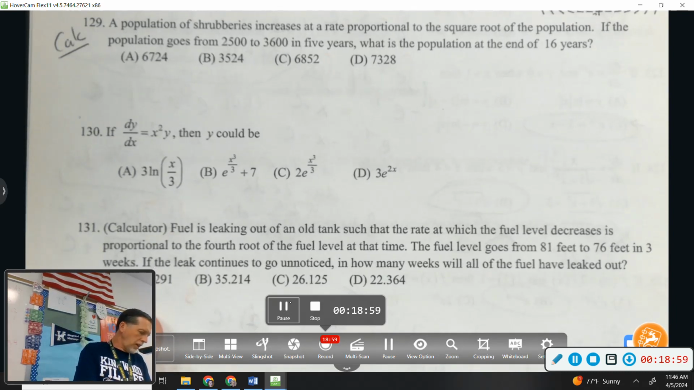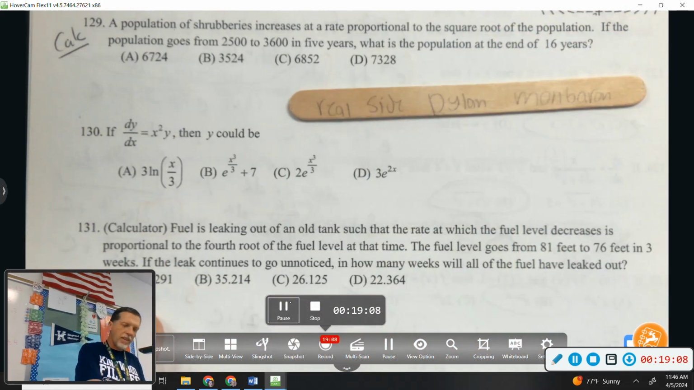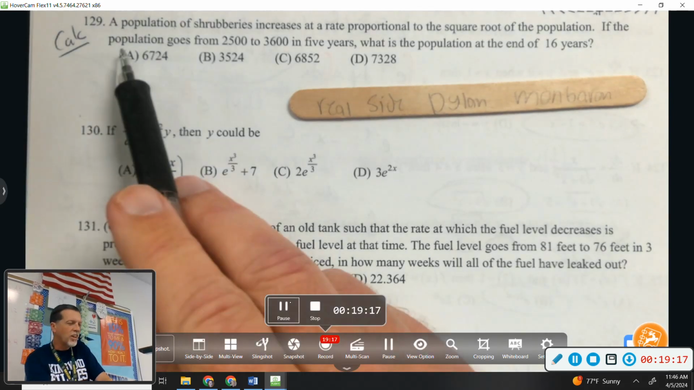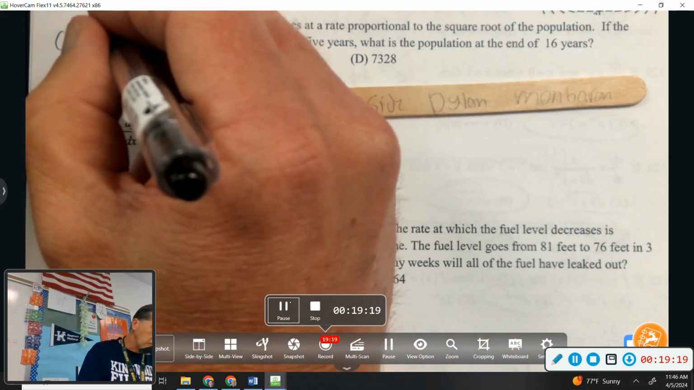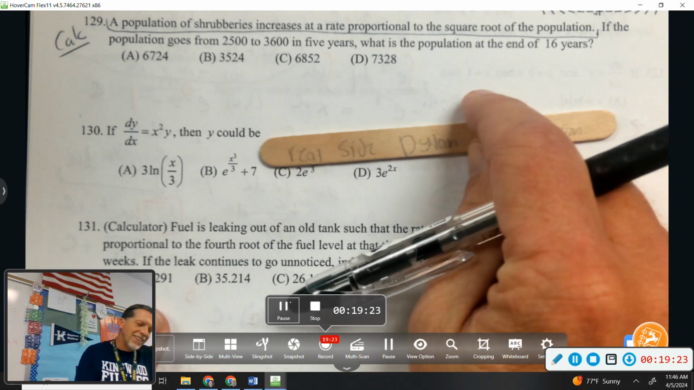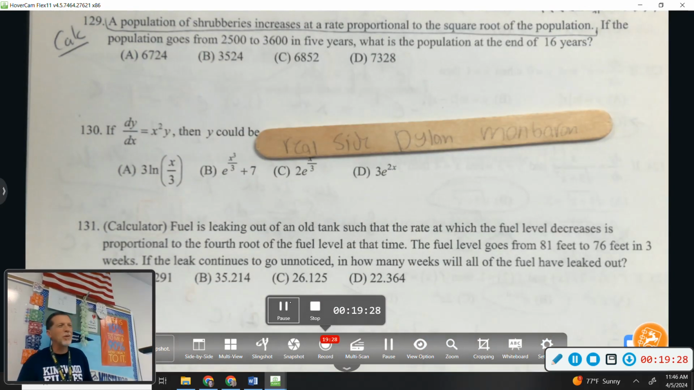A population of shrubberies increases proportional to the square root of the population. Dylan, tell me something that you learned from that first sentence. Something mathy. You can give me the whole equation if you want, but for this first sentence, what do we learn from that? The rate is proportional to the square root of the population. Okay, so what does that mean in terms of math? Give me something mathy I can write down.